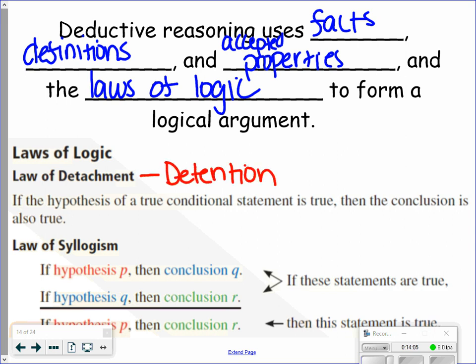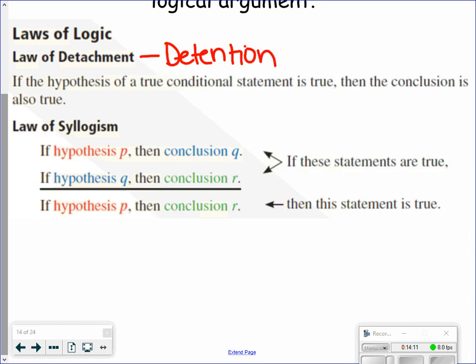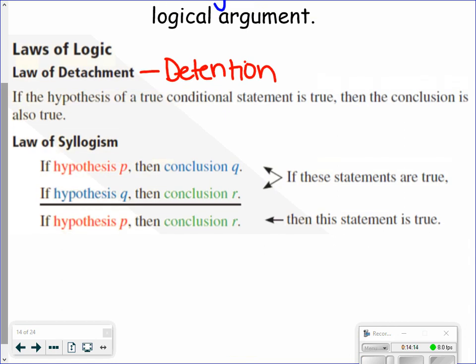I'm going to tell you a little story about how to remember the law of detachment. So the definition of this, you can go ahead and put it on pause for what you need to fill in. But it says, if the hypothesis of a true conditional statement is true, then the conclusion is also true. So let's think about this. We have a rule at our school that says, if you are tardy 3 times, then you get detention. Okay, so if you are tardy 3 times, then you get detention. That is a true conditional statement.